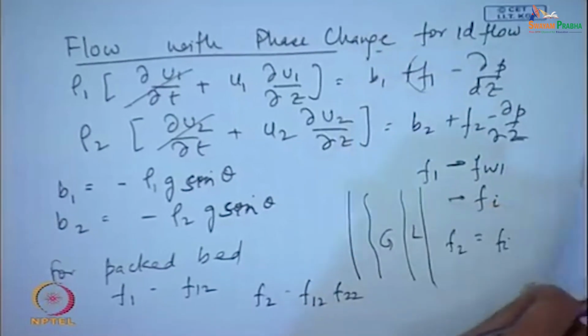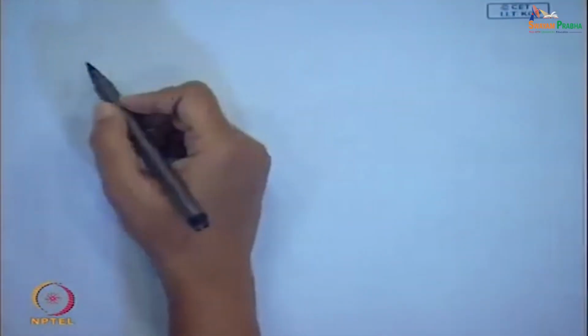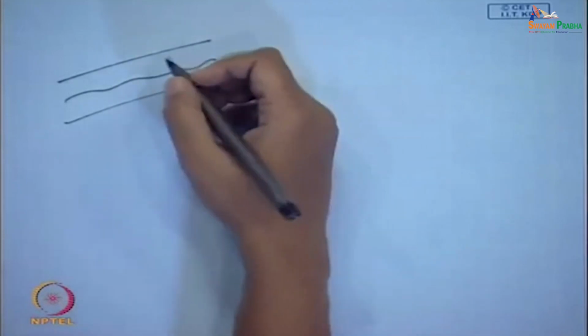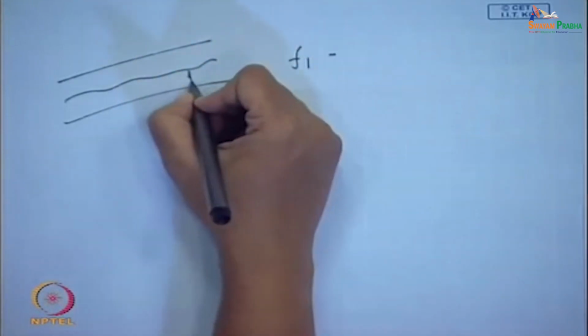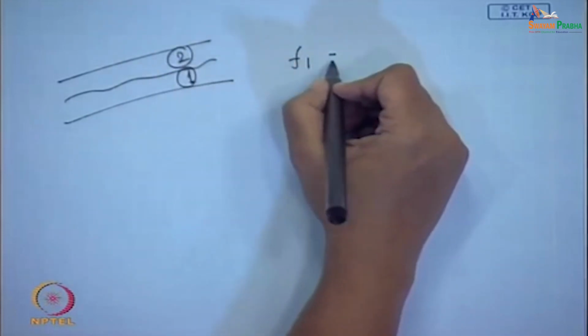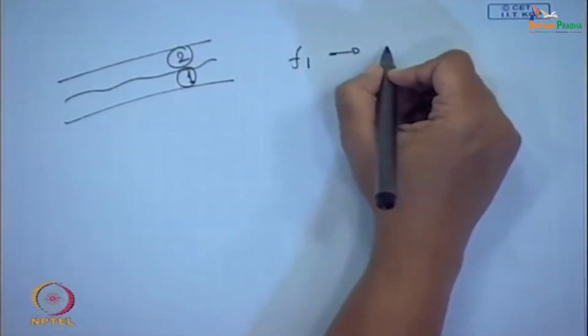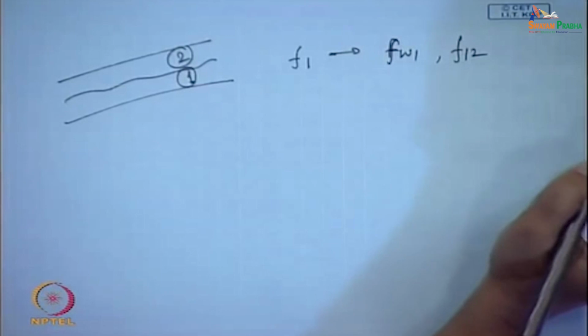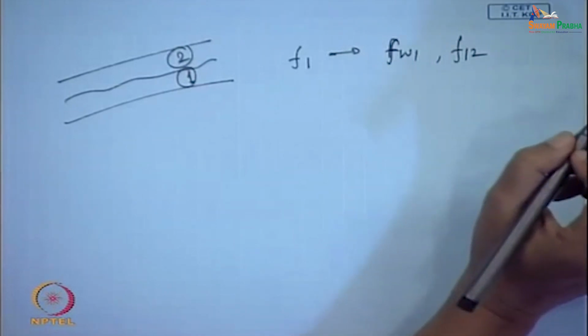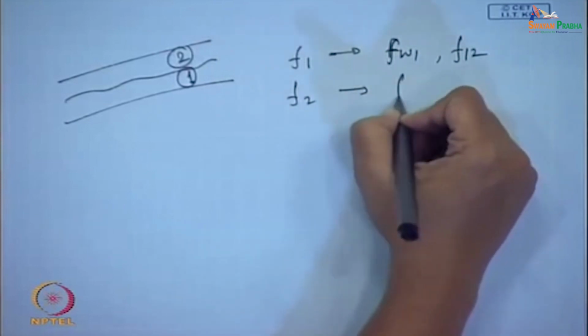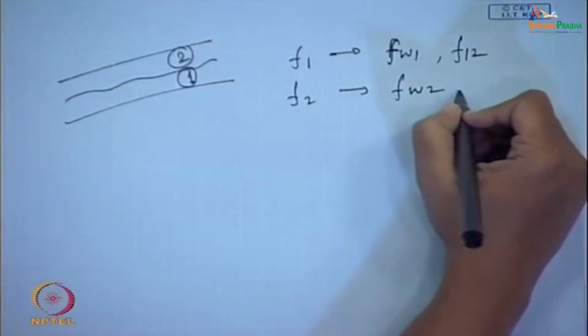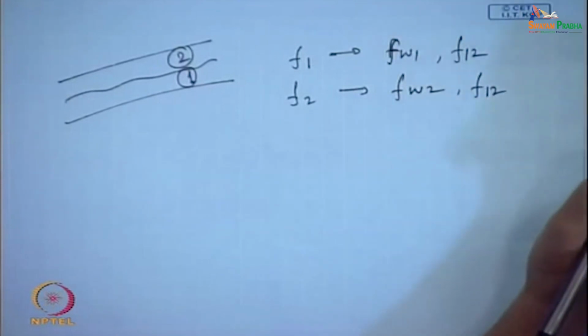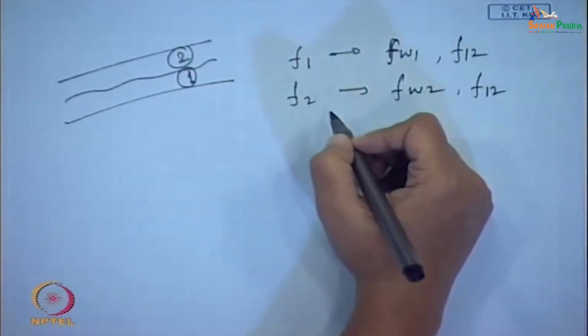So, therefore, the particular case which I was dealing with, where we have the two separated flow situations which interact at the interface. In this particular case, this is phase 1 and this is phase 2. So, F1 should comprise of what? FW1 has to be there, right, and F12 has to be there, yes or no? F2, what should it comprise of? FW2 has to be there and F12 has to be there, isn't it? So, accordingly we had written down the equations, and what did we get?